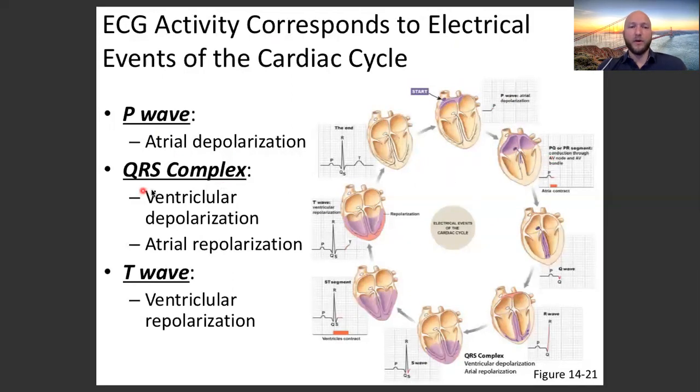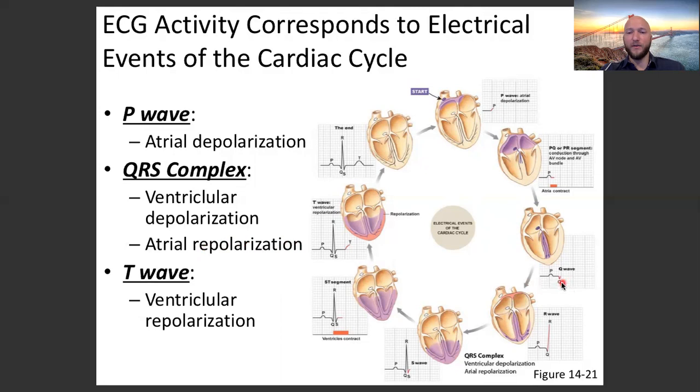Right here, QRS complex. The QRS complex, two things happen during it. Every semester, people miss this question on the exam. Every time I ask it, I've asked it in different ways. Two things happen during the QRS complex: ventricular depolarization, so ventricular contraction, and atrial repolarization, so atrial relaxation.